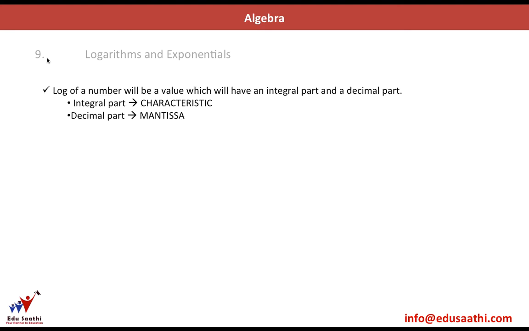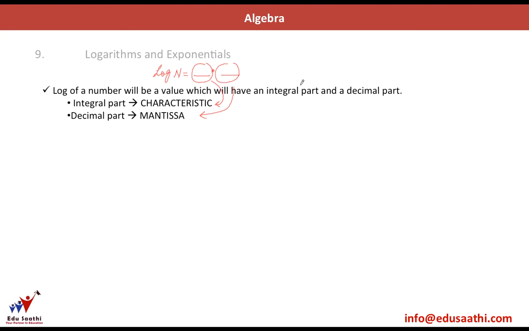The log of a number will be a value which will have an integral part and a decimal part. So if you are finding the log of any number n, and if you solve it out, the answer comes out in this form: an integer part and a decimal part. Now the integral part of this answer is called the characteristic, and the fractional or decimal part is known as the mantissa.